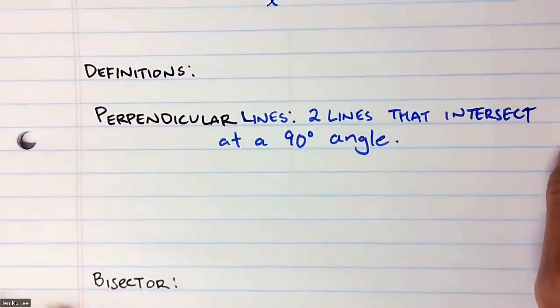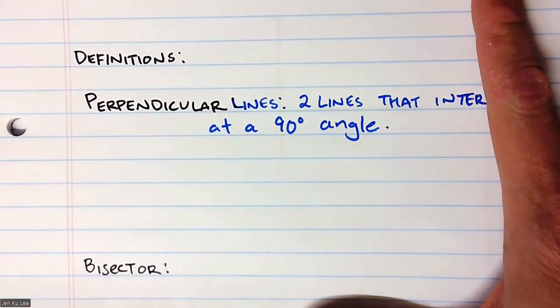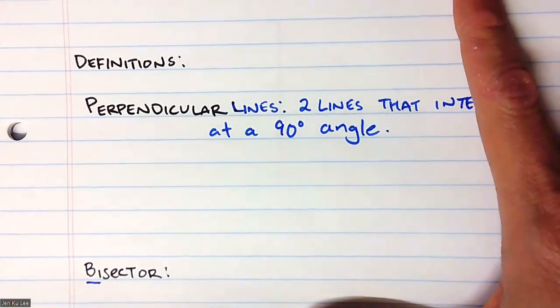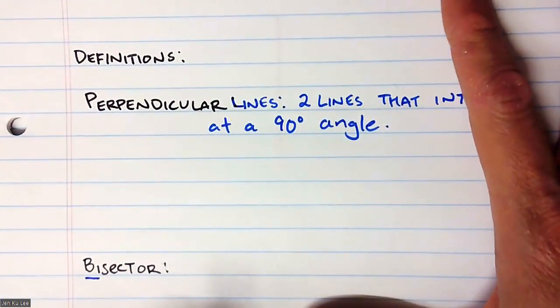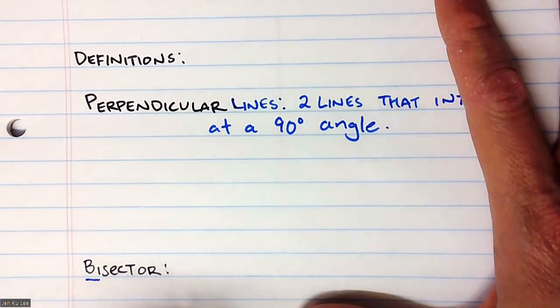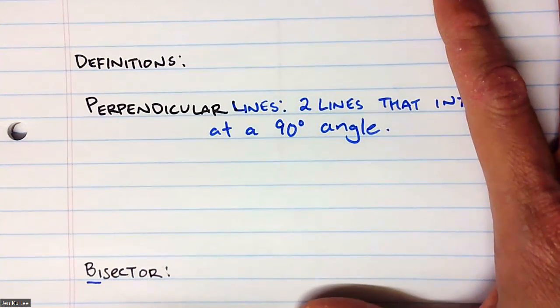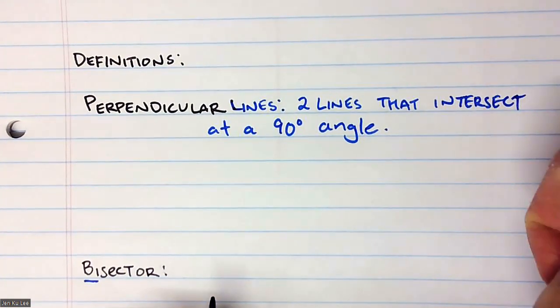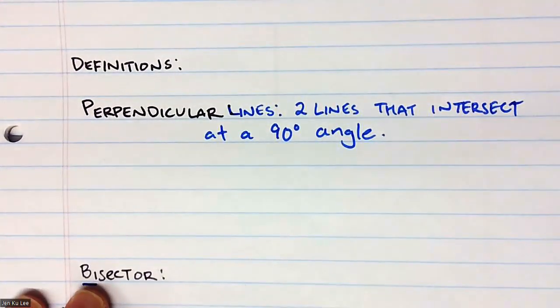So what is a bisector? If you think about the prefix bi, bicycle comes to mind. A bicycle is a bicycle because it has two wheels, like a tricycle is a tricycle because it has three wheels. A unicycle has one wheel, so it's uni. A bicycle has two wheels.